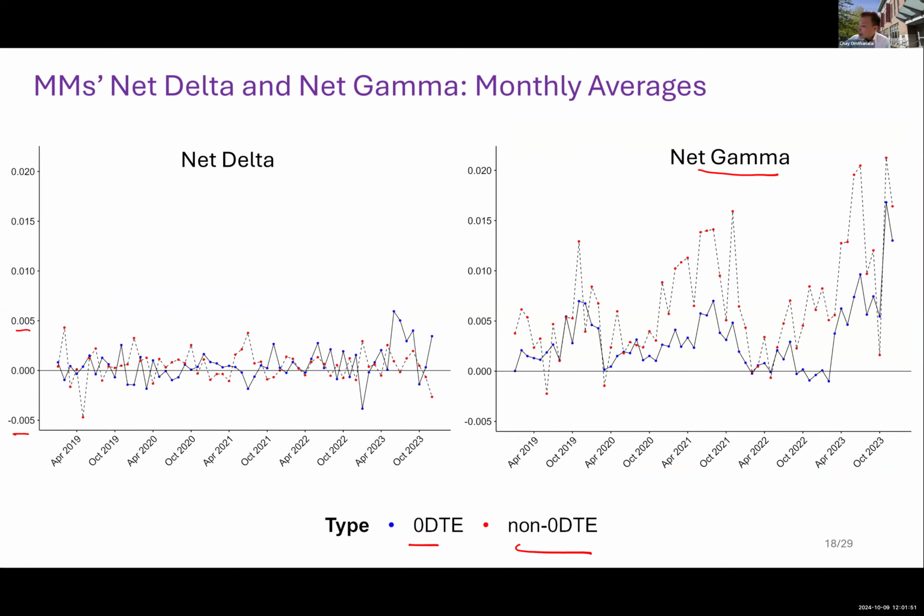And the economic magnitude here, let's just say that this is about 0.1%. Right. So that's 1%. It means that the market makers have to rebalance 1% of the underlying index shares in order to hedge against a 1% change in the index movement. So this is quite a substantial hedging need.